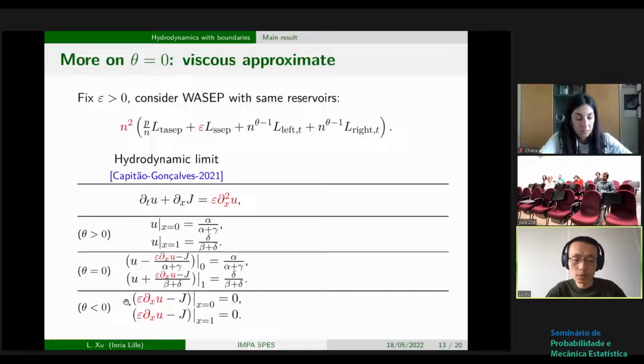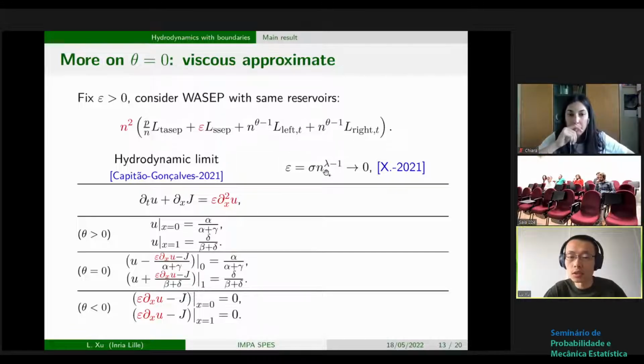If the reservoir is slow, then this boundary condition basically means that the gradient of the flux is 0. And when theta is 0, this is a kind of mixed boundary condition, so in some sense it's a Robin one. What we should do here is take epsilon equal to sigma times n to the power of lambda minus 1. If I take this, it gives the same dynamics of the asymmetric simple exclusion I studied. Because lambda is smaller than 1, this should be very small, so I take epsilon to 0 and study the limit.